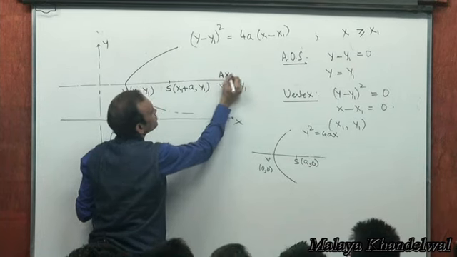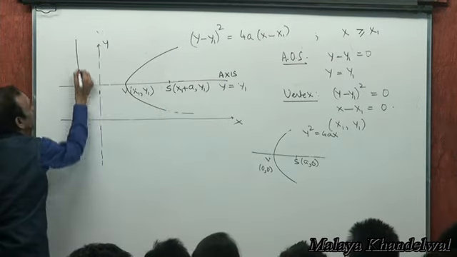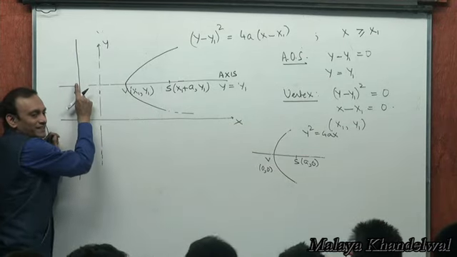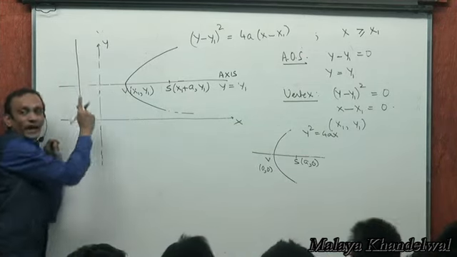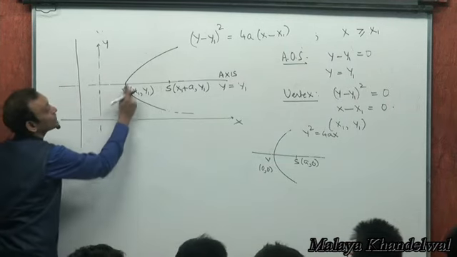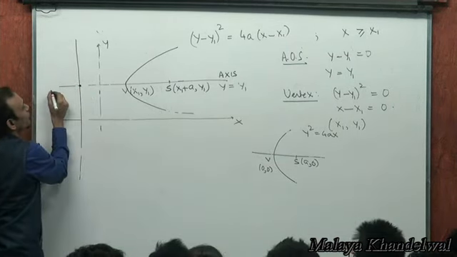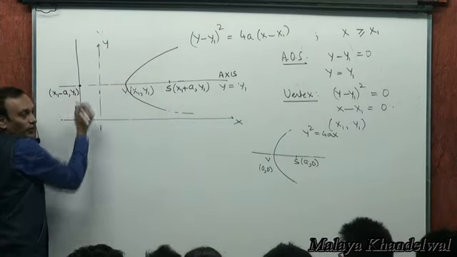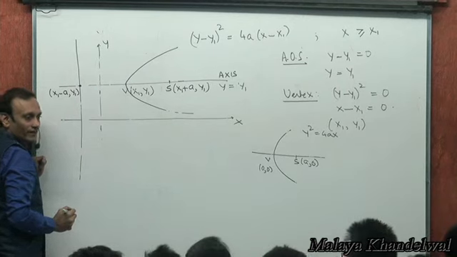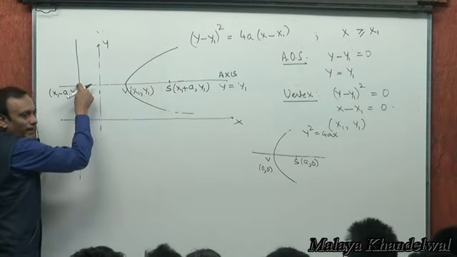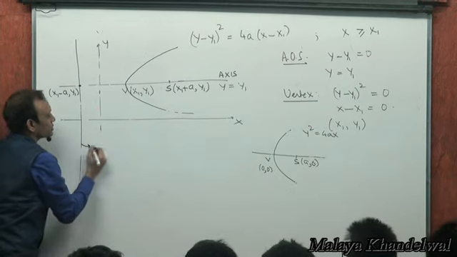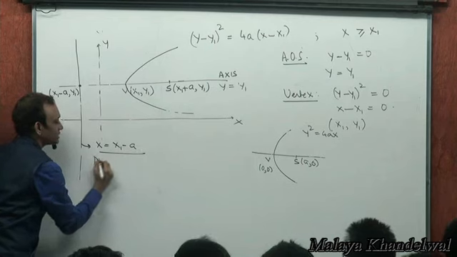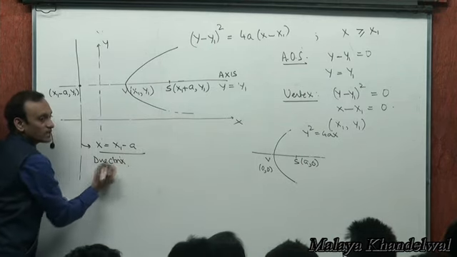This is the axis of symmetry. The directrix would be perpendicular to the axis of symmetry and would be a units to the left of the vertex. Therefore, if this is x1, do you realize that x1 minus a comma y1 would be the coordinates of this point? A units to the left of this would be x1 minus a. So the equation of the directrix would be x equal to x1 minus a, the equation of the directrix of this parabola. Yes or no?